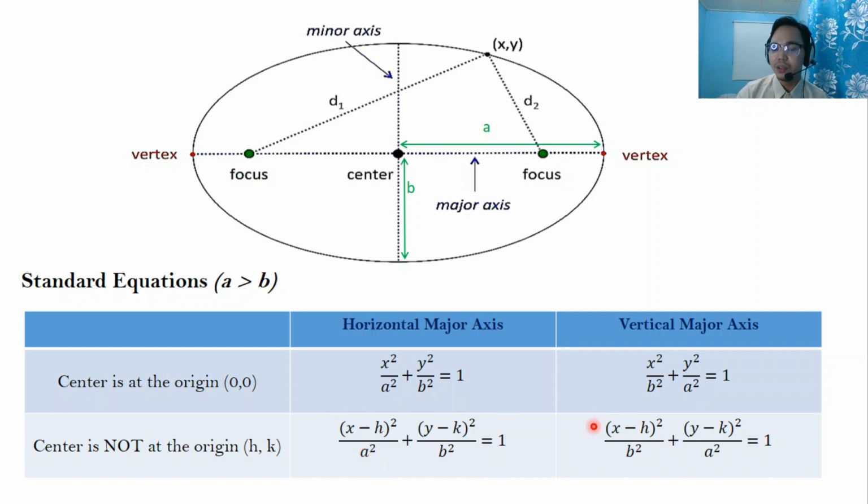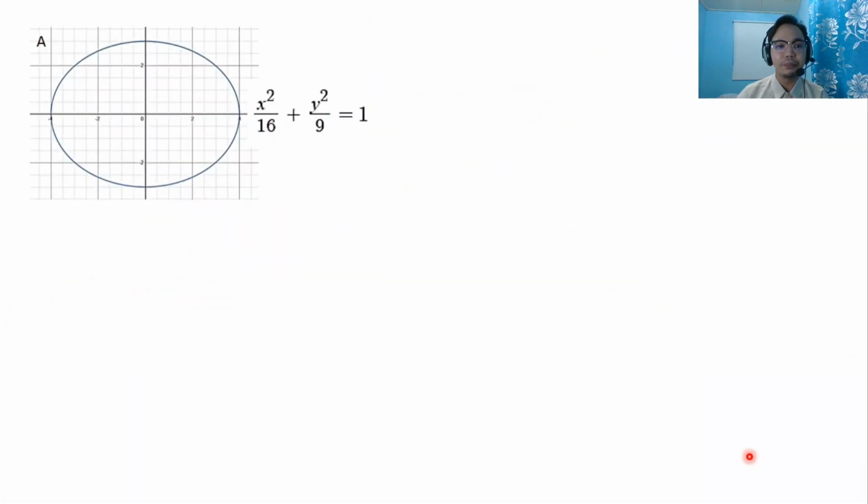So the last standard equation, that is quantity x minus h squared over b squared plus quantity y minus k squared over a squared equals 1. So as we can see, the major axis is vertical. That's why yung a ay nasa ilalim ng ating y. So let's have our example number 1. So look at this figure.